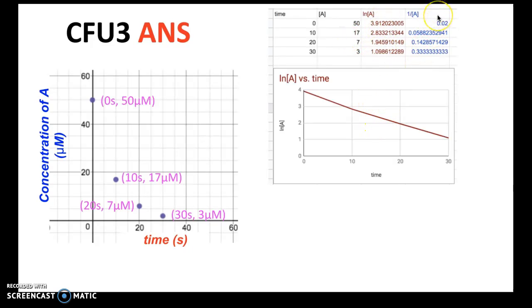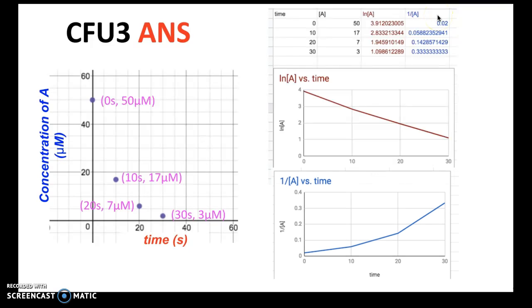I also tried it with 1 over concentration of A just to show you. So I took 1 over 50 and I got this value. 1 over 17 got this value, and so on. And so there are my 2 plots.